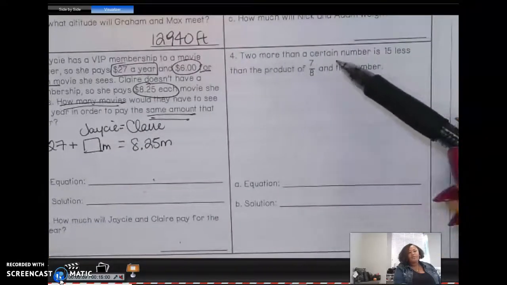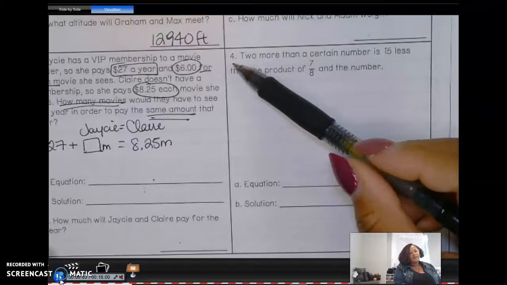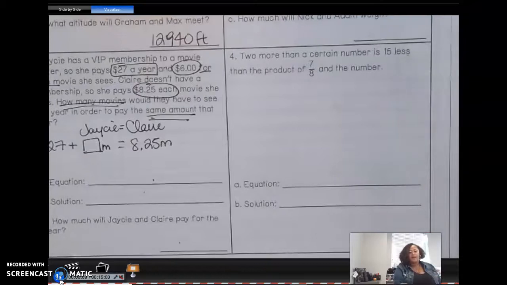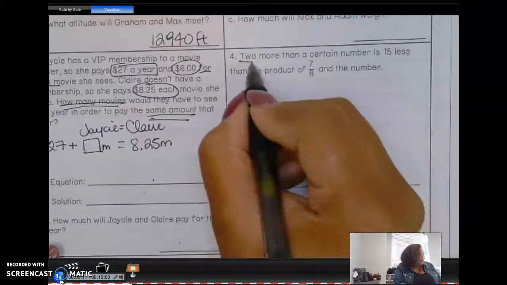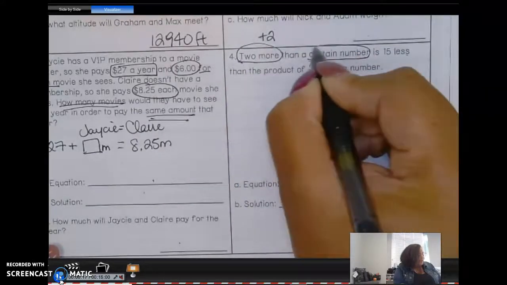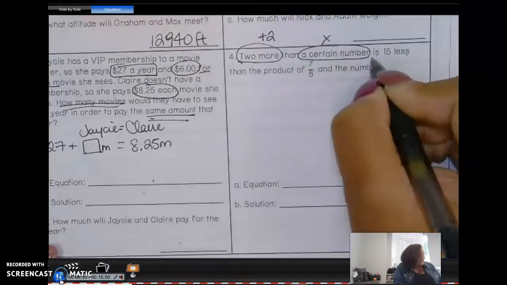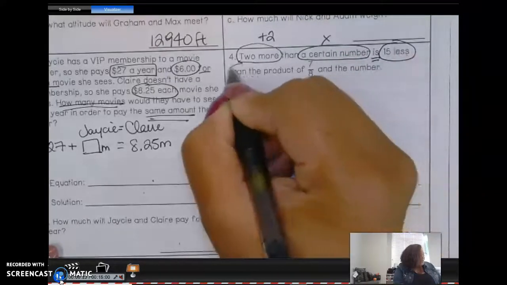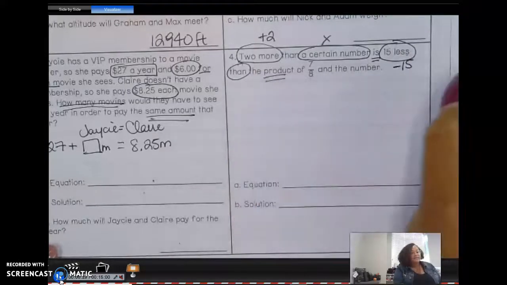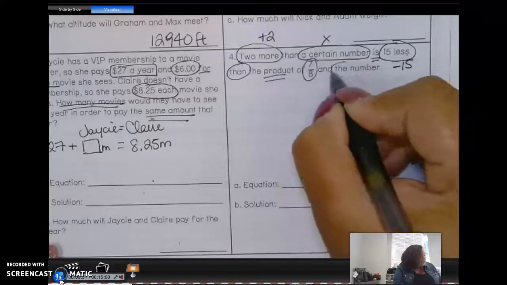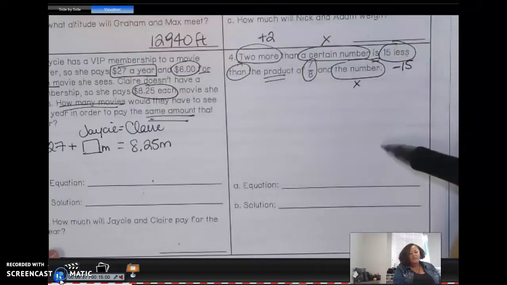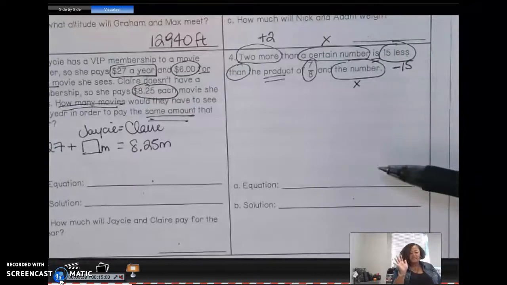Number 4, Miss Charlie can't count. 2 more than a certain number is 15 less than the product of 7/8 and the number. 2 more, that means I'm adding 2 more than a certain number. That's my variable, x, equals 15 less than. That means I'm taking 15 away. The product, that means I'm multiplying. This is the coefficient, and this is the number x again. Write it out as an equation, solve it. That's it for this one.